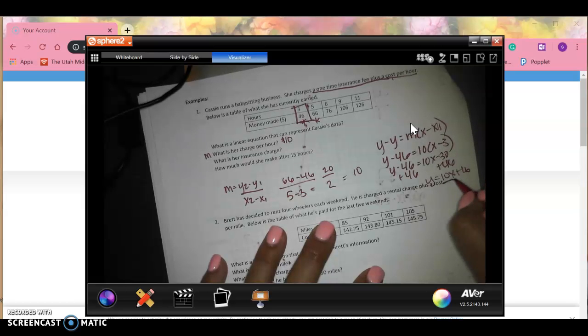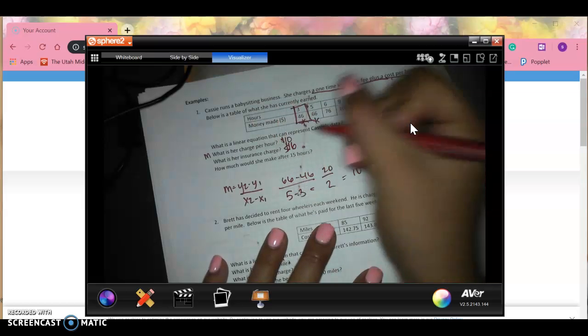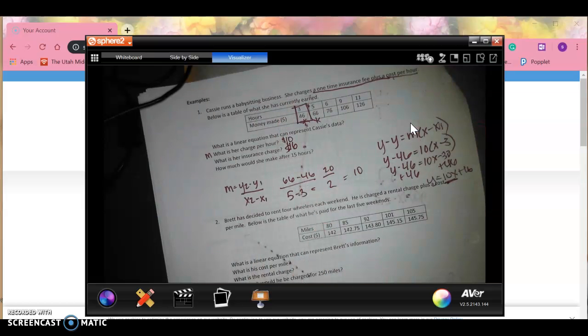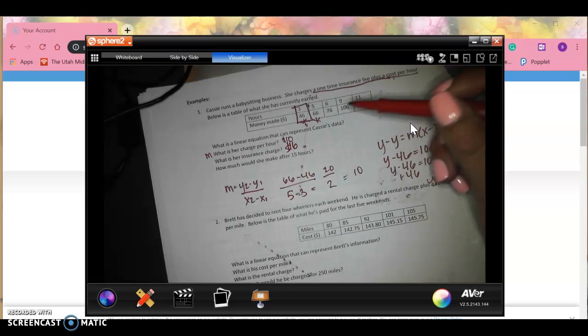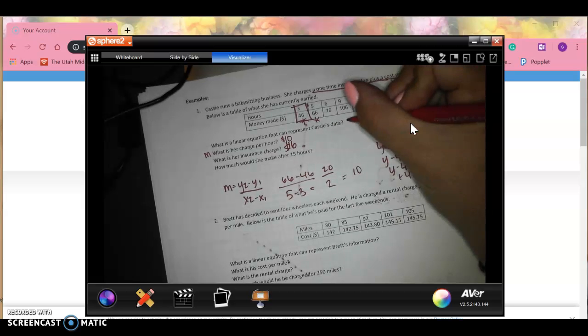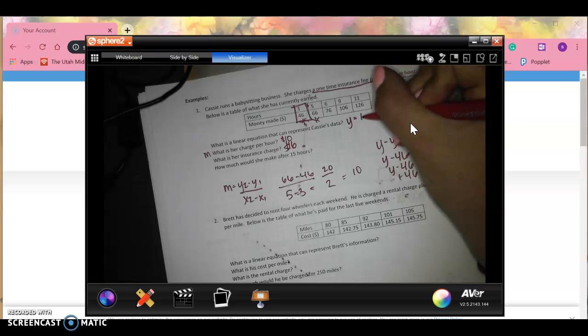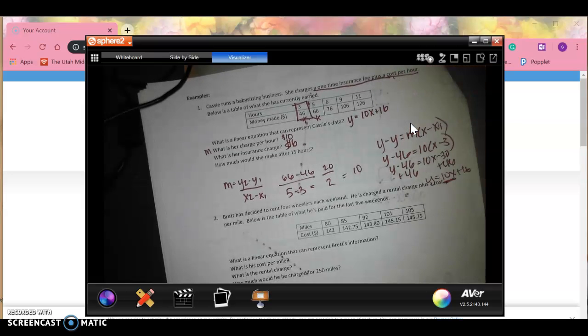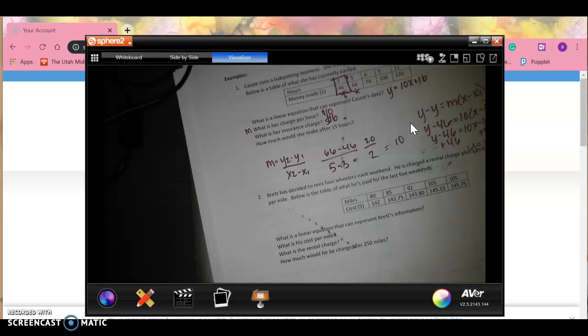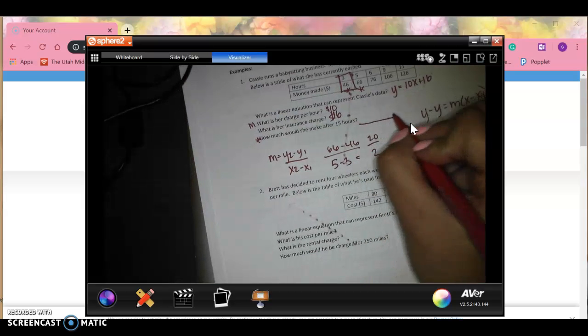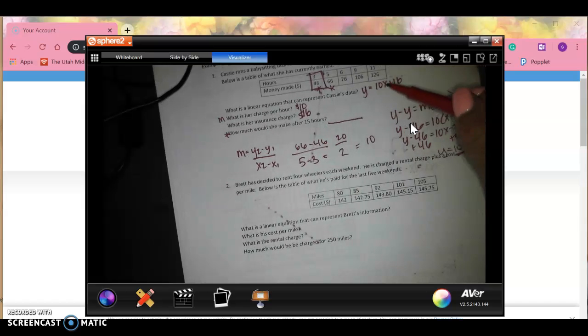What does this mean? Here's our slope. So that must mean her insurance fee is $16, a one-time insurance fee. All right, well now we should be able to write that linear equation, right? y is equal to my slope, 10x, plus Cassie's insurance fee. I want you to go ahead and figure out how much she would make after 15 hours. Put that number right here. So you're plugging 15 in for x.